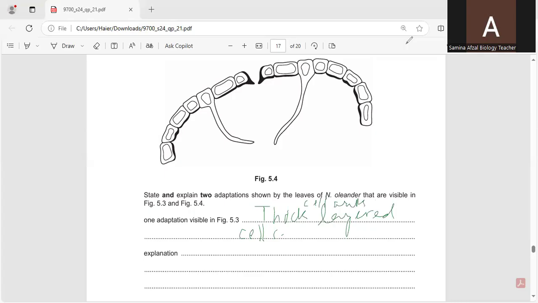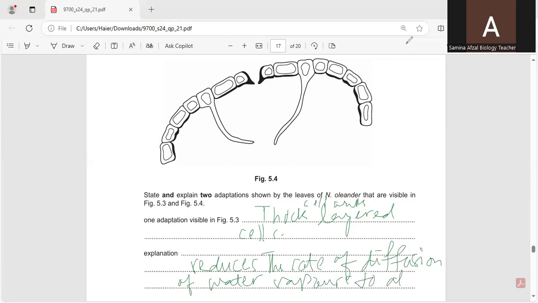So why is the cell wall thick? Because it reduces the rate of diffusion of water vapors to the atmosphere. Due to thick layers, it is adapted so that it reduces the rate of transpiration.